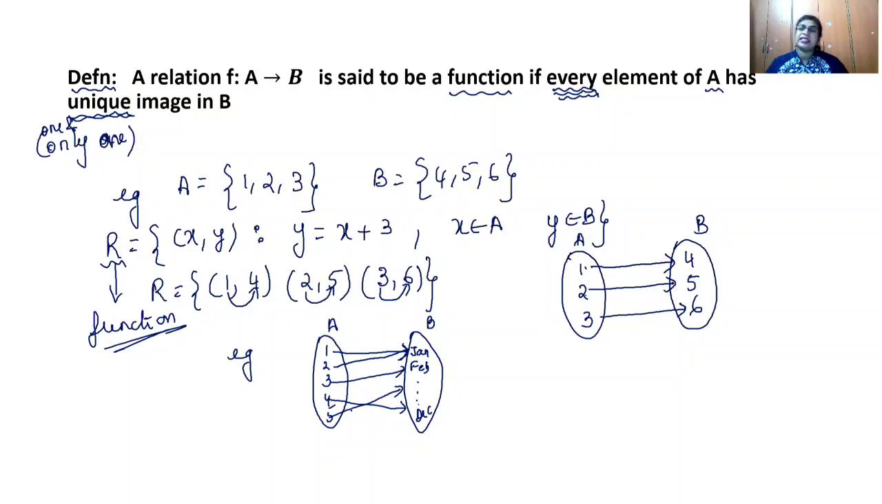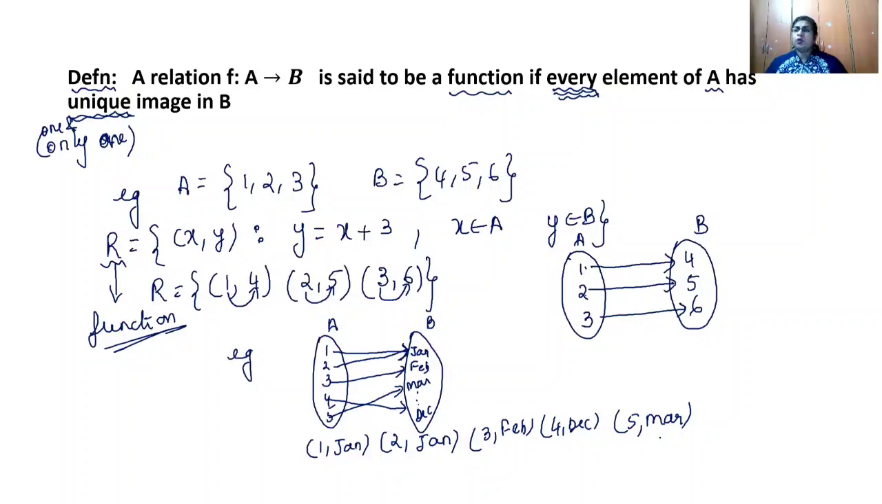I'm asking you whether this can be a function or no. What is the image of 1 January? What is the image of 2 January? It is possible, no? 2 students can be born in the same month. Possible, right? So here, how to write: 1 comma January, 2 comma January, 3 comma February, 4 comma December, and 5 comma March.